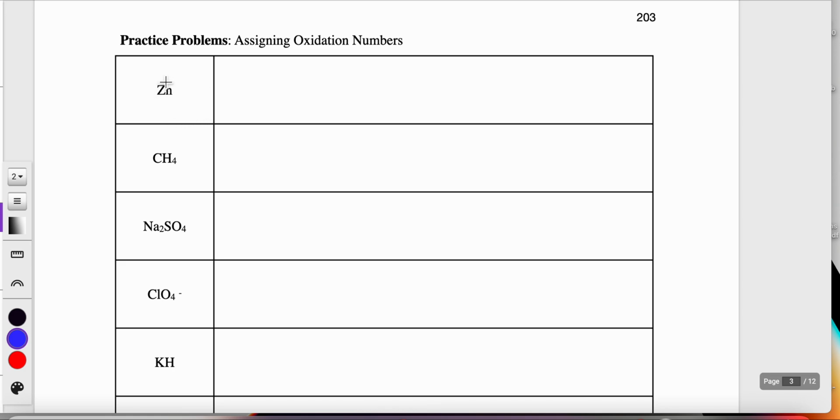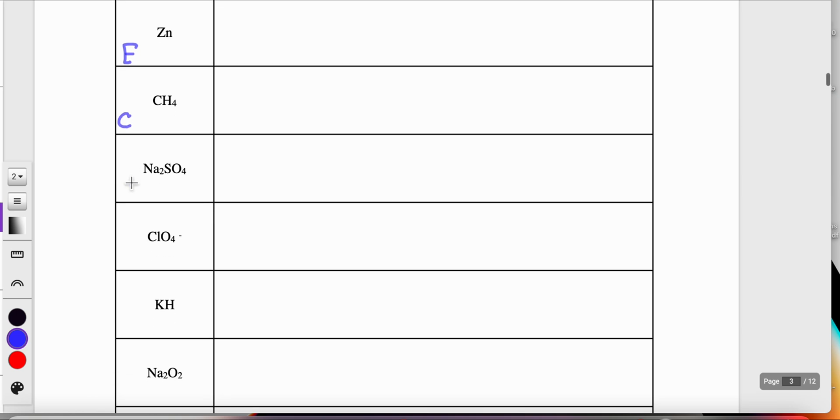So when I take a look at this formula, I only see Zn, so I know that this one is an element. When I go down to the next formula, I see CH4. There are two different elements present in this structure, so I understand that this is a compound. When I take a look at the next formula, Na2SO4, I notice that there are at least 3 different elemental symbols in this formula, so this is also a compound.